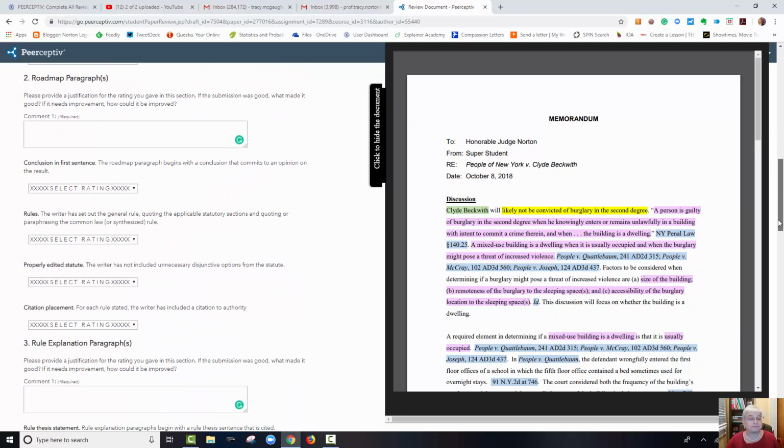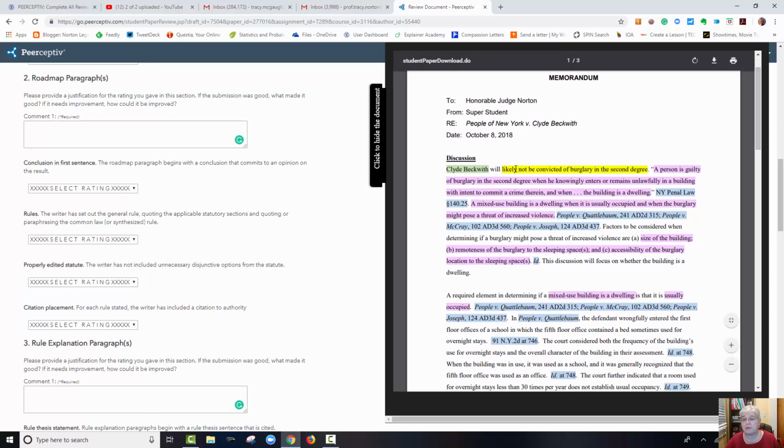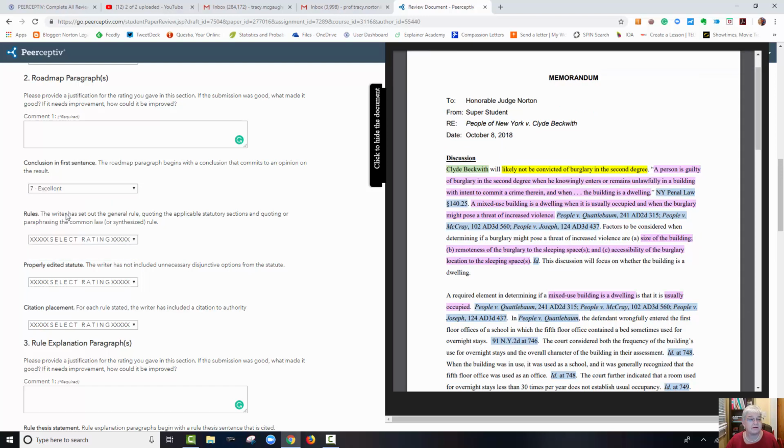Roadmap paragraph. Conclusion in the first sentence: Clyde Beckwith will likely not be convicted of burglary in the 2nd degree. Perfect. The writer has set out the general rule, quoting the applicable statutory sections and quoting or paraphrasing the common law or synthesized rule. So we have the statute, and it's quoted exactly. It is edited exactly the way I edited the one in my document. And so that's a perfect edit of that.